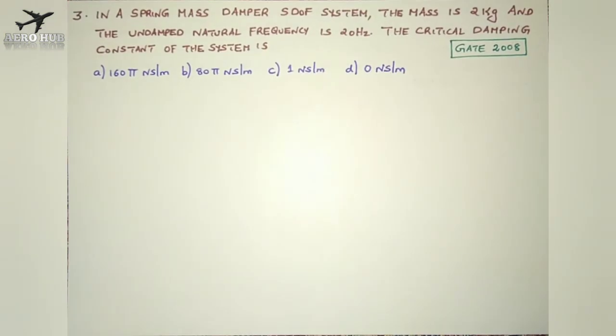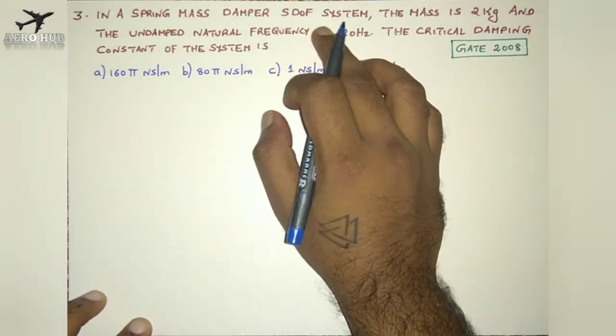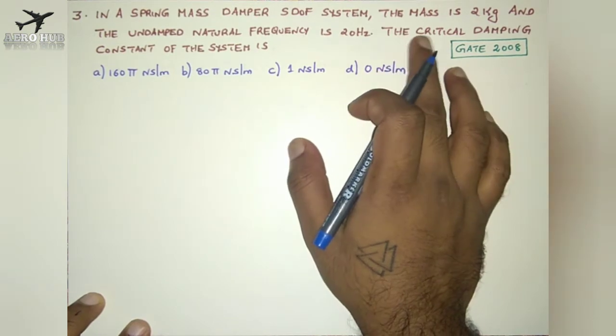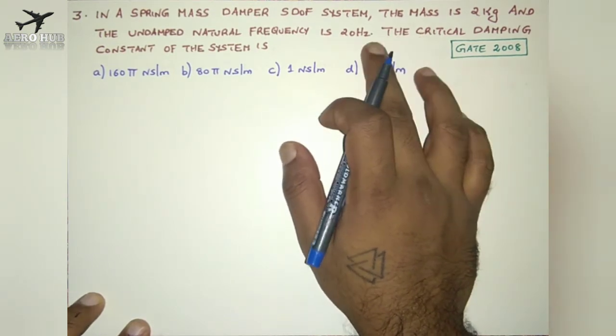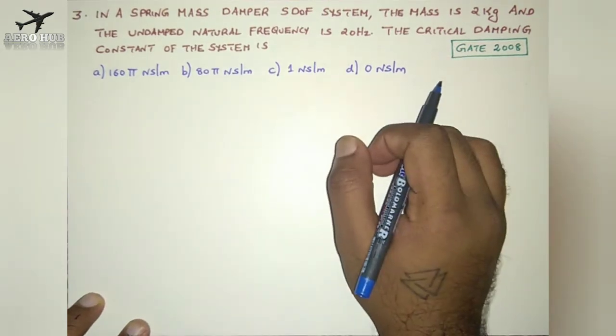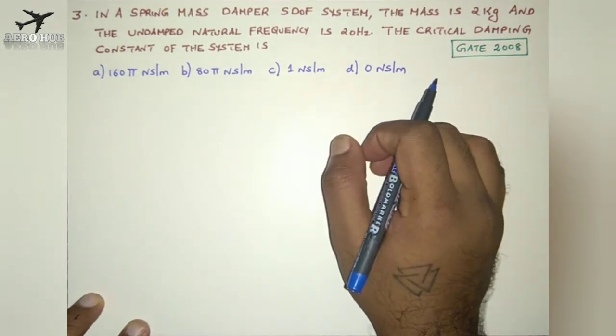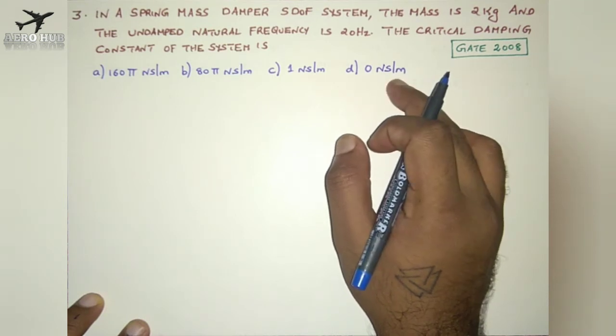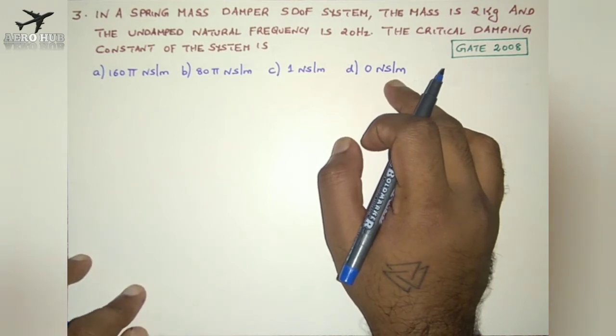In a spring mass damper single degree of freedom system, SDOF is nothing but single degree of freedom system, the mass is 2 kg and the undamped natural frequency is 20 Hz. The critical damping constant of the system is, okay, this was asked in GATE 2008. If you see the options, A, B, C and D, we have Newton second per meter. Therefore, we have to do the solution.